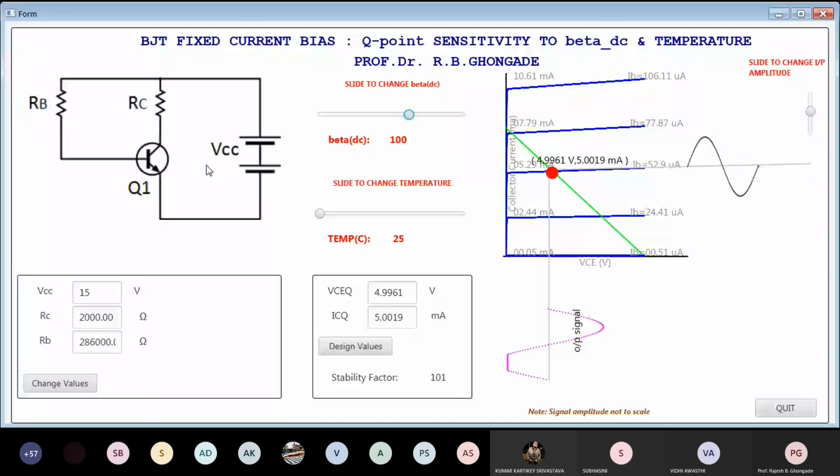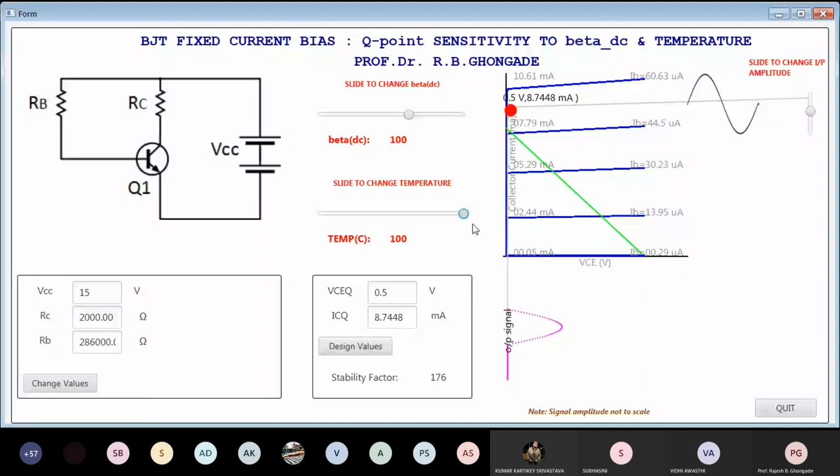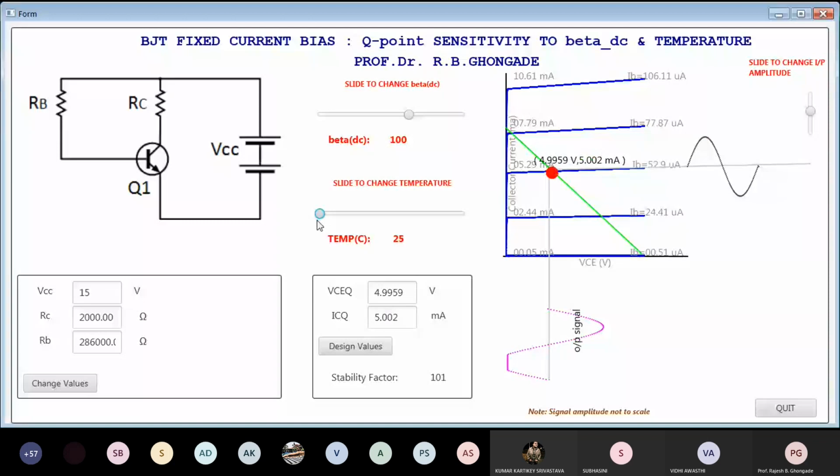So if the temperature changes, you can see this is going very bad. As the temperature increases, you can see this is going into thermal runaway. So this circuit is heavily affected by the temperature change. And naturally, we have to think about all these things. In fact, here you'll see the stability factor is 101, which is very, very poor.